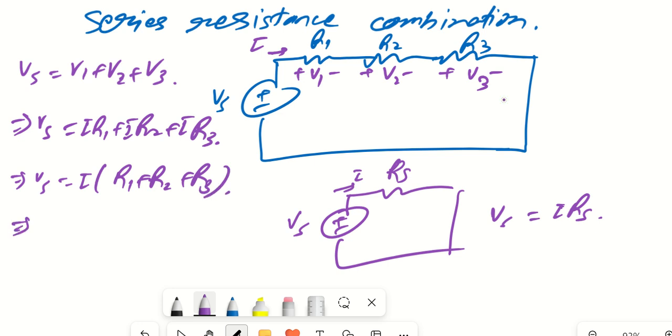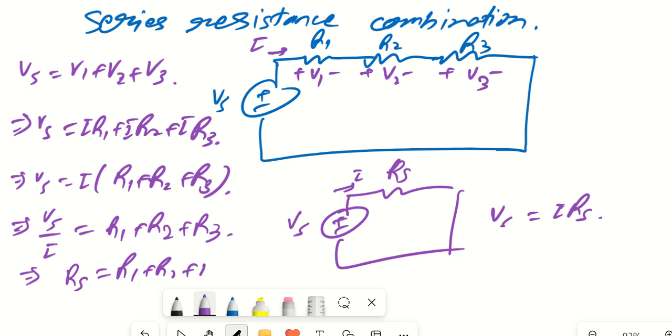And from here we are going to write Vs by I, taking the left side, is going to be equal to the sum of all the resistors R1 plus R2 plus R3, and this is nothing but my Rs. S is the suffix for series resistance. Okay, understood?